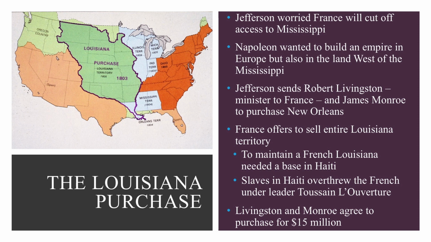Instead, France offered to sell the entire Louisiana Territory to the United States. Napoleon's goal was to create an empire in this territory. However, in order to control that empire, he would need a base of operations in Haiti. However, slaves in Haiti overthrew the French under the leadership of Toussaint Louverture. Livingston and Monroe decided to accept the offer and purchase the land for $15 million without consulting Washington.